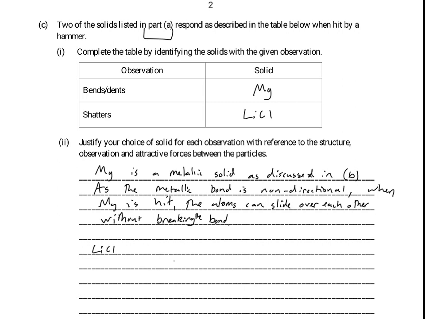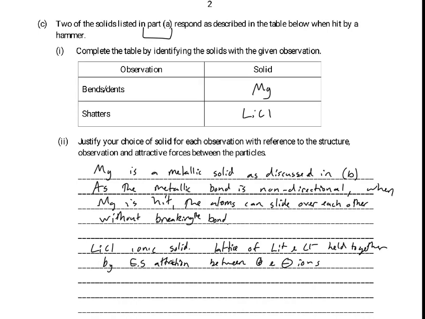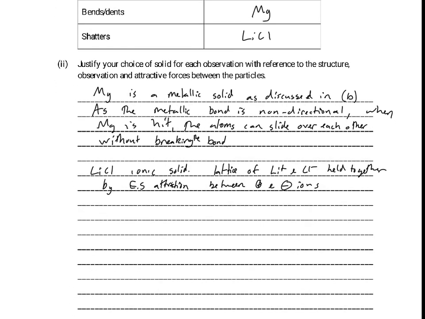Alright, lithium chloride on the other hand is an ionic solid. It's a lattice of lithium and chloride ions, held together by strong ionic bonds, which is the electrostatic attraction between positive and negative ions. Okay, so that's step 1 and 2, ionic solid and a description of the bonding.